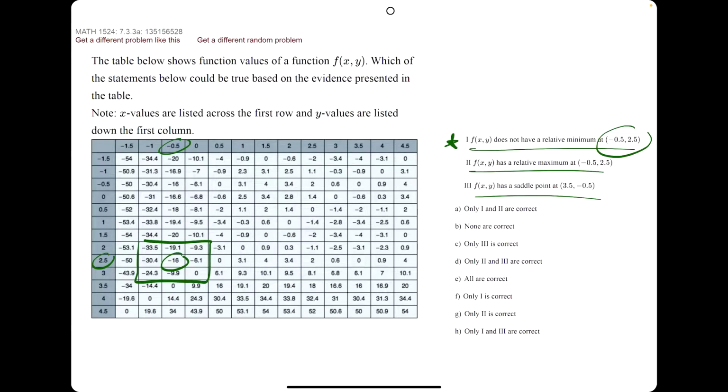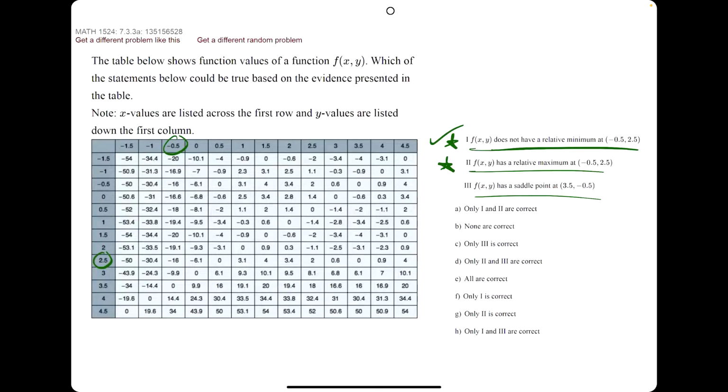If -16 is not the smallest relative to the surrounding points, then it will not be a relative min. And so we can definitely see a few values next to -16 that are much larger than it. And so to say that F does not have a relative min at that point is true. So then number 2, they say F has a relative max at (-0.5, 2.5).